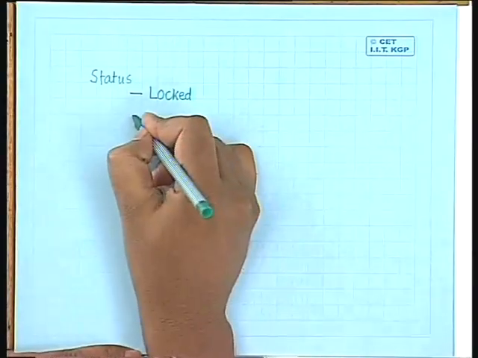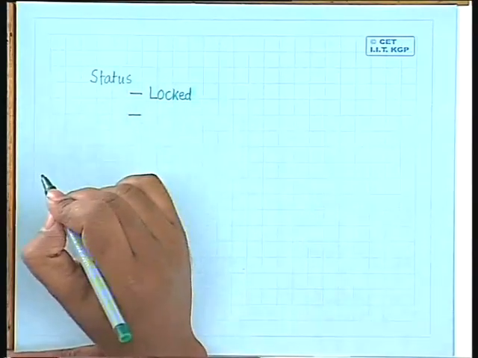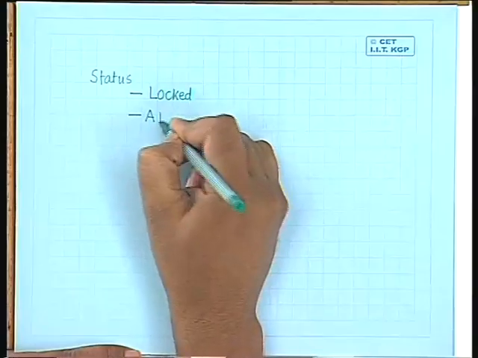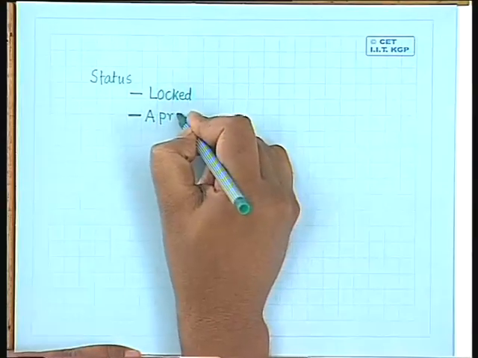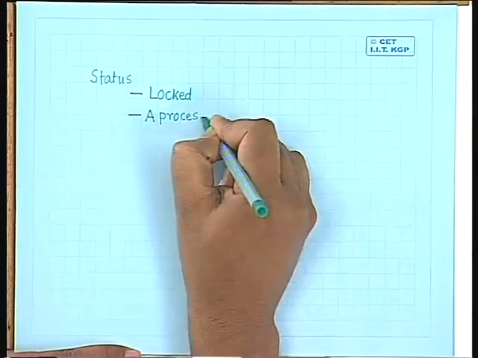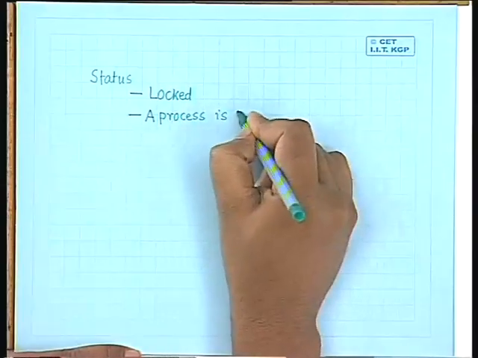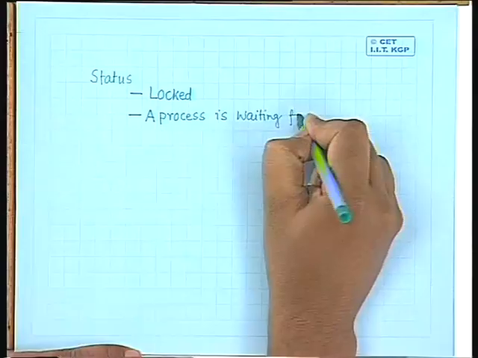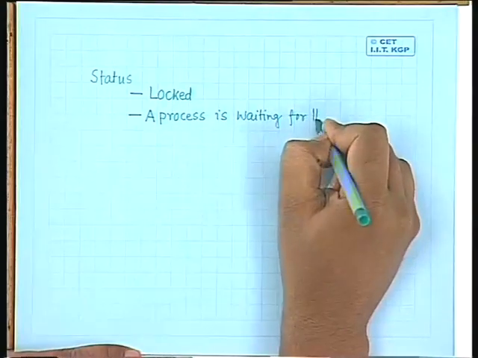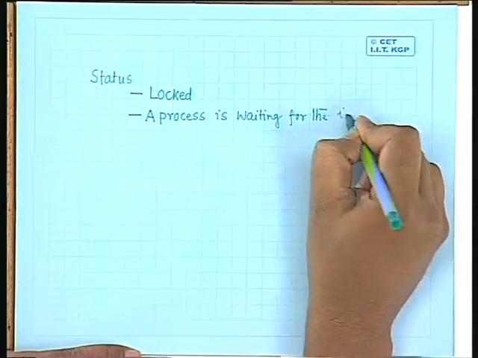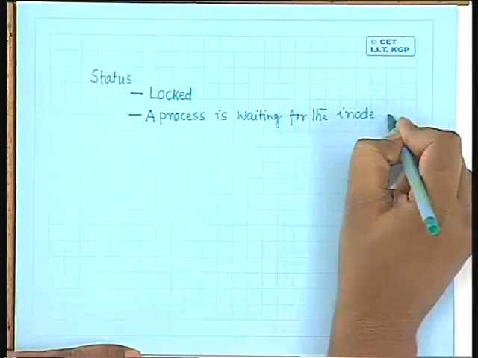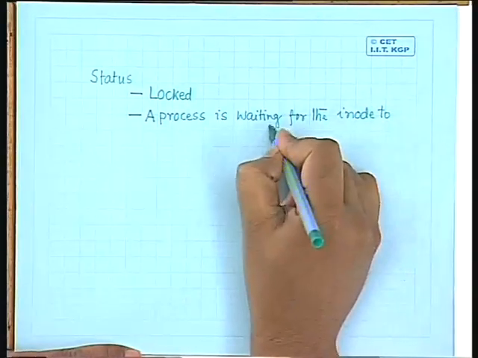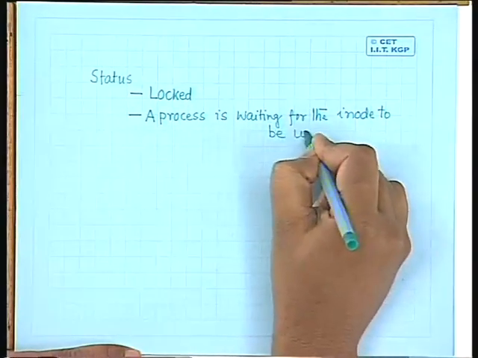Then the next information that you have to put in the inode, similar to what we have used in case of buffer cache, is whether a process is waiting for this inode to become unlocked or not.